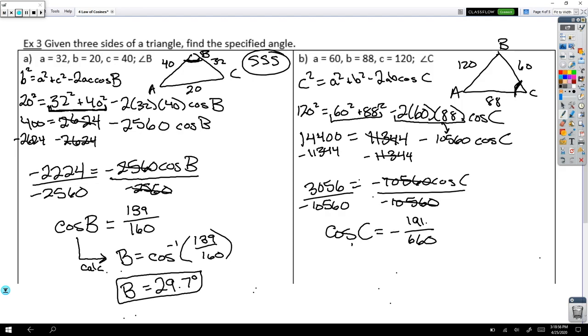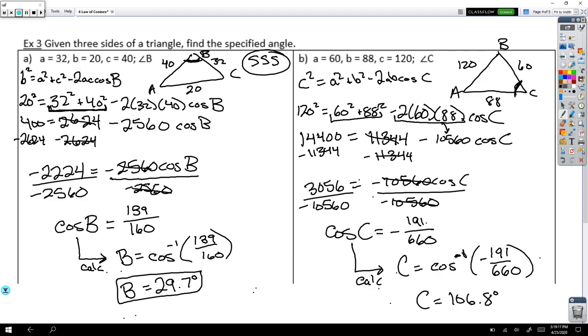So in order to do that, I'm going to have to use my calculator, and I would type in cosine inverse, that's negative 1, of negative 191 over 660, and that would give me an angle measure of 106.8 degrees. So that is the law of cosines.